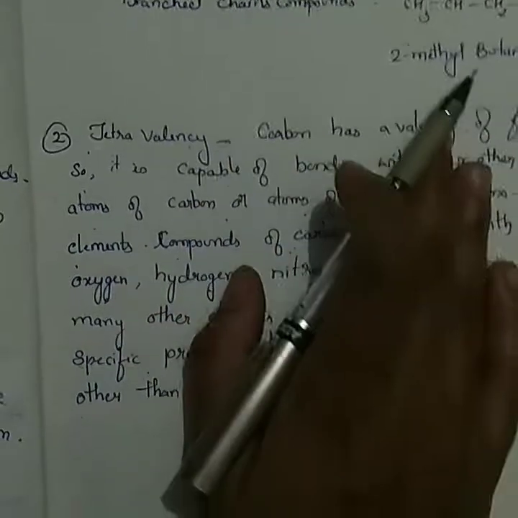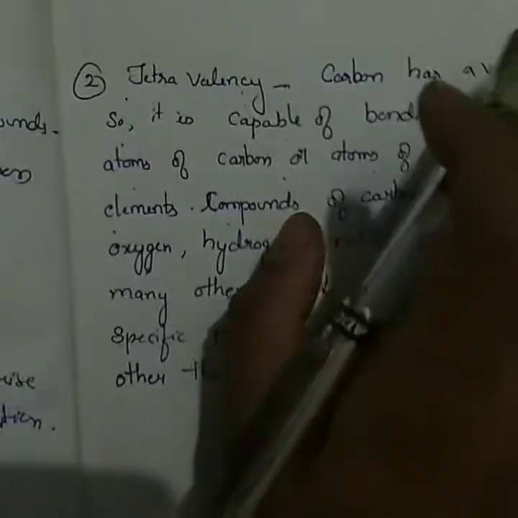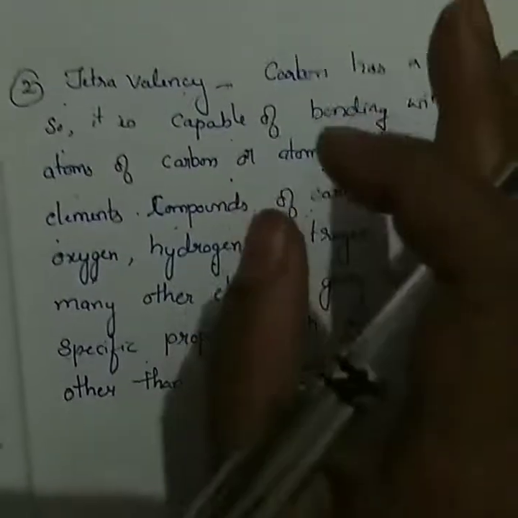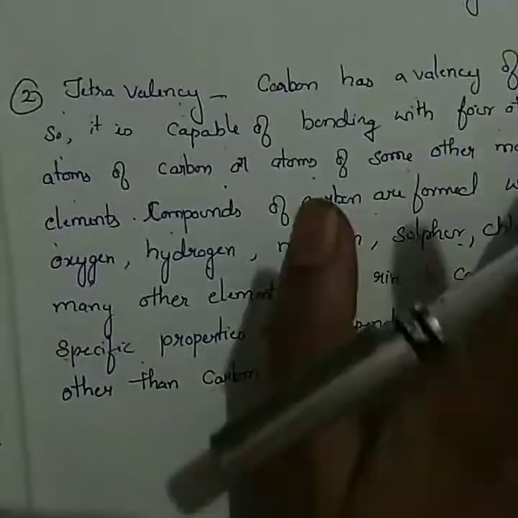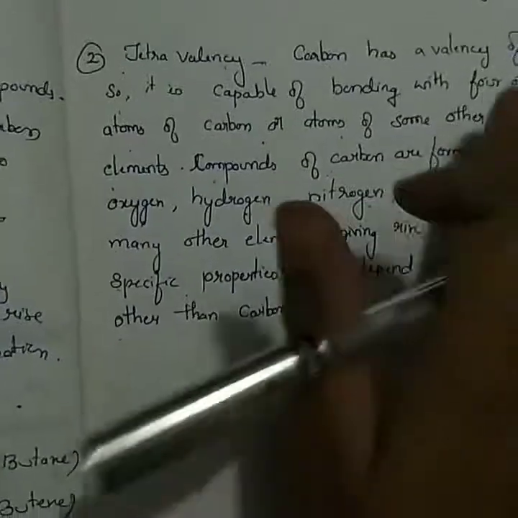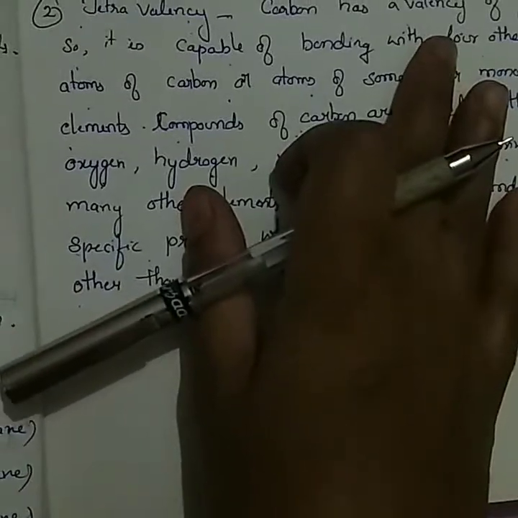So you can get a 5 marks question on the versatile nature of carbon. What are the 2 factors which enable the carbon to form a large number of compounds? That is catenation and tetravalency. You have to explain according to the 5 marks. This question can come for 5 marks.